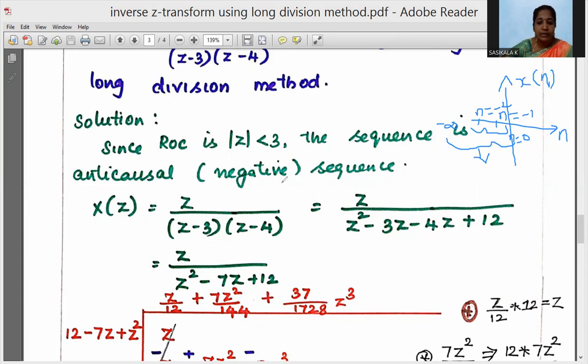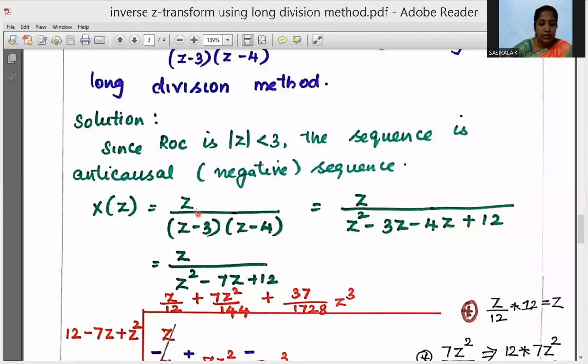So why we are getting this as negative sequences? Because it depends upon your ROC, mod z is less than 3. See, when the z term is less than some value, then it is called a negative sequence. When z is greater than some value, so if you get the greater than symbol, then you will consider that sequence as a causal sequence or a positive sequence. Now we'll go to the problem.